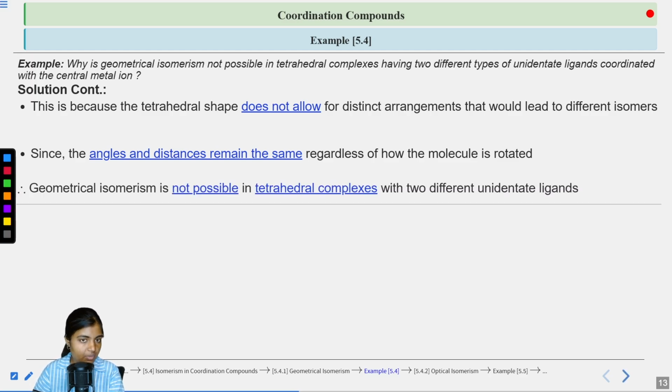Therefore, geometrical isomerism is not possible in tetrahedral complexes with two different unidentate ligands. Even though they have two different unidentate ligands, geometrical isomerism is not possible in tetrahedral complexes. So this is the correct reason why geometrical isomerism is not shown by tetrahedral complexes having two different types of unidentate ligands coordinated to the central metal atom.